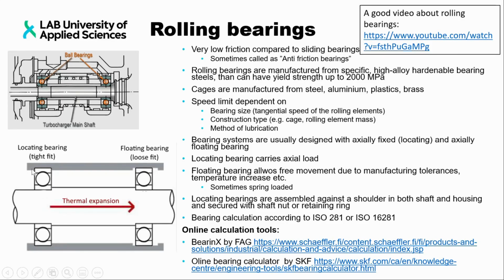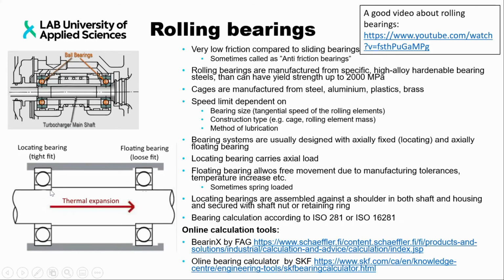These locating bearings, when we need to use them, usually have a tight fit on the shaft. So there's an interference fit between the inner raceway and the shaft. And in addition, they are usually also secured, for example, with a shaft nut or at least a retaining ring.